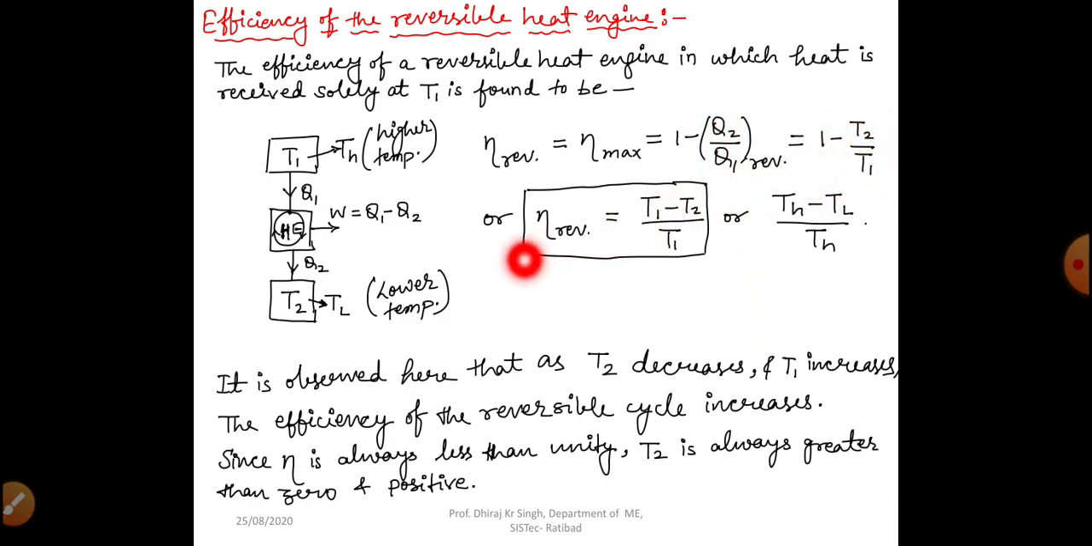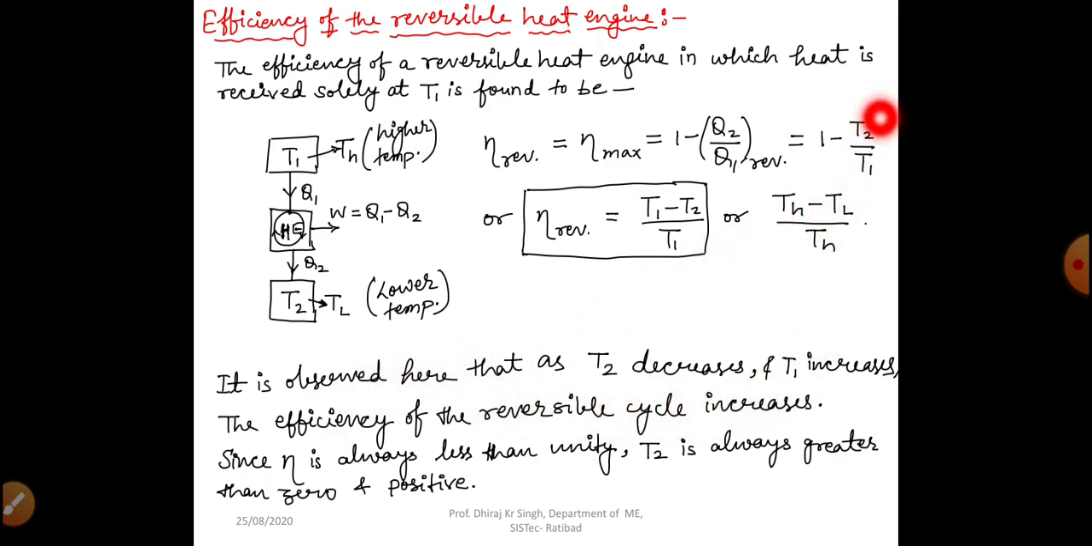So now our reversible heat engine efficiency will become T1 minus T2 by T1. What is T1? T1 is the higher temperature. What is T2? T2 is the lower temperature. So we can write it easily as T higher minus T lower divided by T higher. Now this will be our new efficiency of a reversible heat engine in terms of temperature. Earlier we were writing it like Q1 minus Q2 by Q1. Now we will write it as TH minus TL by TH. So it is observed here that as T2 decreases and T1 increases, the efficiency of the reversible cycle increases.